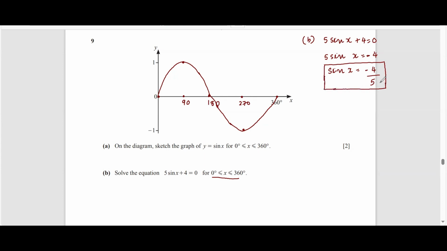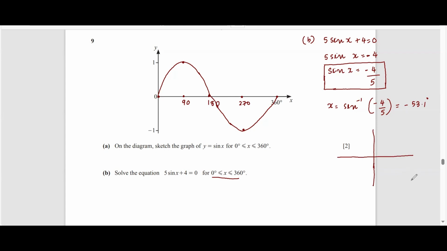Now, we are going to use the CAST diagram to find the angles here. So first, sin x equals minus 4 by 5. So x will be sin inverse of minus 4 over 5. Put this in the calculator. You'll get sin inverse of minus 4 divided by 5 is minus 53.1 degrees. Now, let's draw the CAST diagram here.